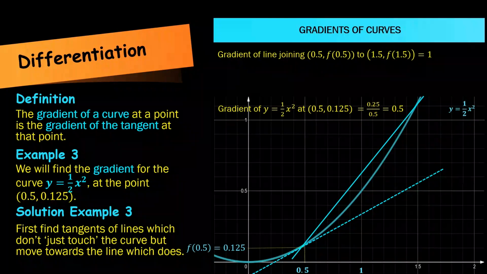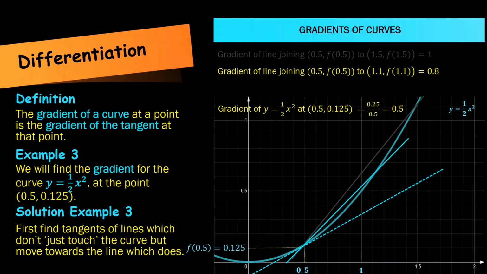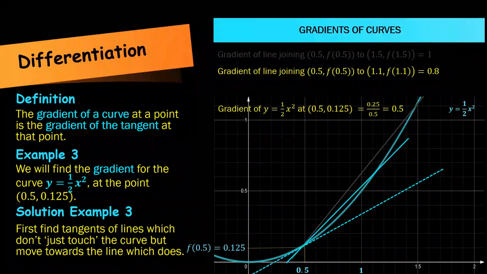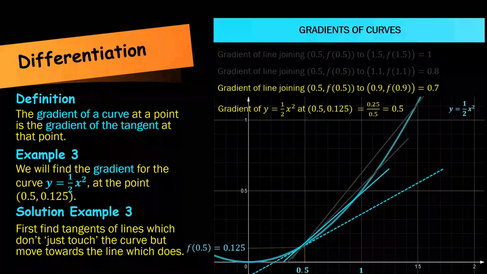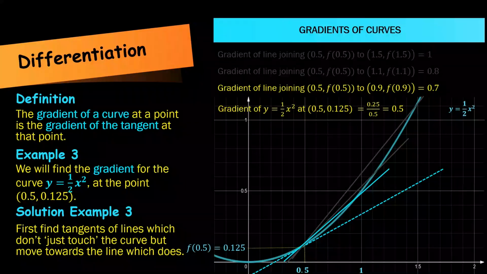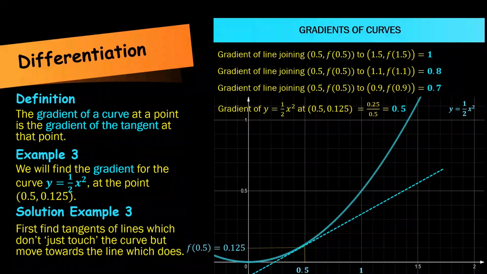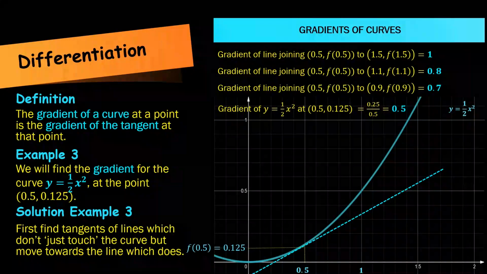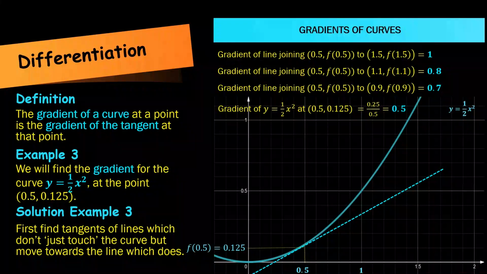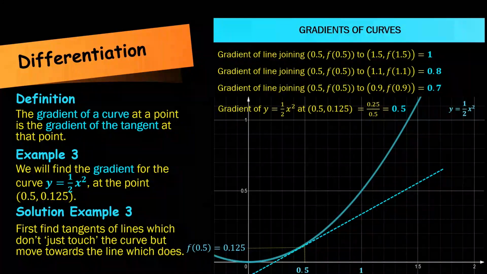So remember the first gradient, which was the furthest away from this line, had a gradient of 1. The second gradient, which was now getting closer, was 0.8. And the third gradient was 0.7. So here's a summary: 1, 0.8, 0.7, 0.5. The gradients all seem to be approaching 0.5.